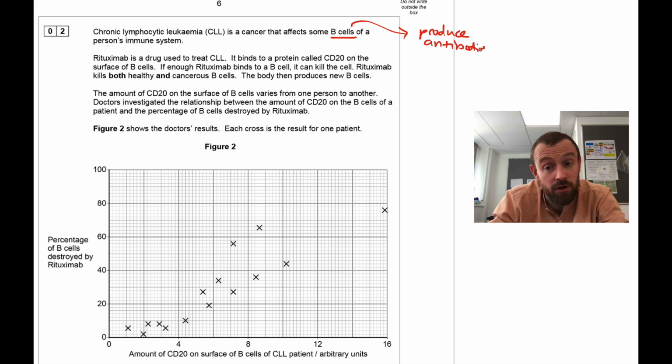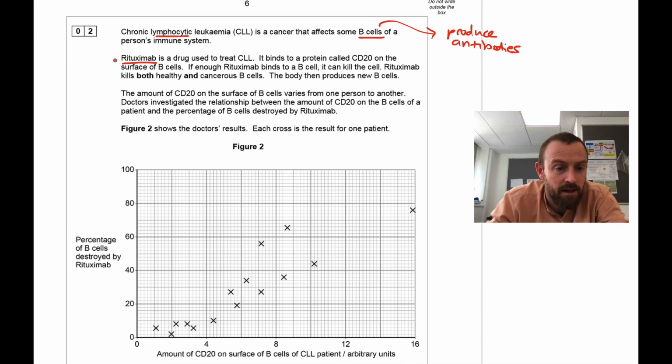So I would encourage you, especially when questions get difficult, to annotate as you go along. Lymphocyte, okay, so obviously lymphocytic leukemia. A B cell is a type of lymphocyte, a B lymphocyte. Rituximab is a drug used to treat CLL. Now, if any cancer drug ends in mab, that stands for monoclonal antibody. So I already kind of know how this works, maybe a bit.